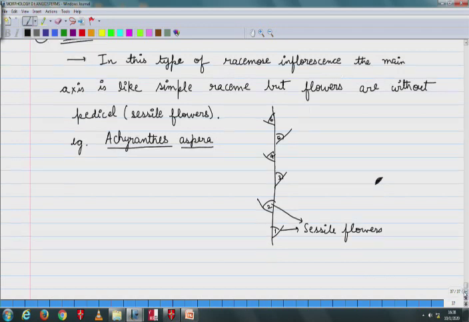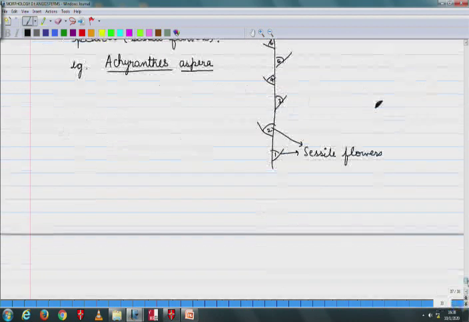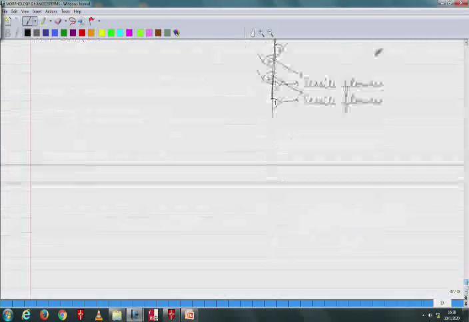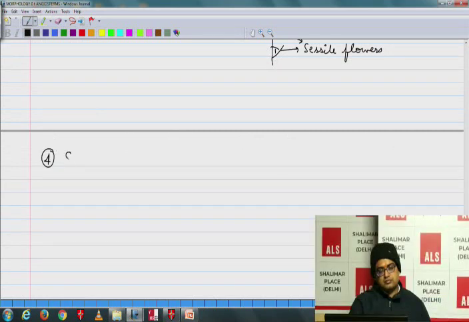Then there is one more, spike of spikelet. Number 4. Spike of spikelets.